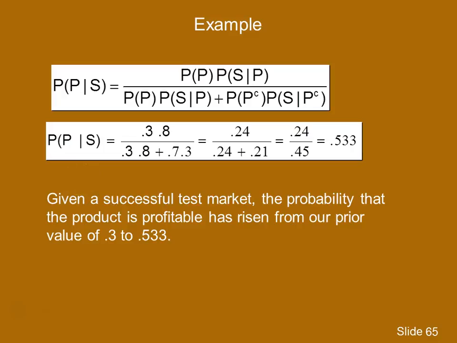Plug in all the numbers from your given information. Your prior belief of P was 0.3, S given P was 0.8, etc. Do the calculations carefully and you will come up with a final answer here of 0.533. Given a successful test market, this means that we've raised our prior probability of a profitable product from 0.3 up to now 0.533.